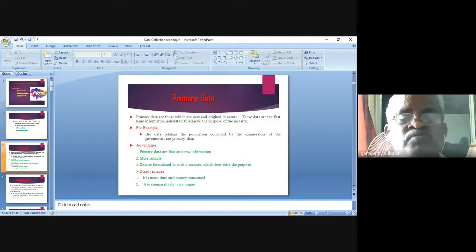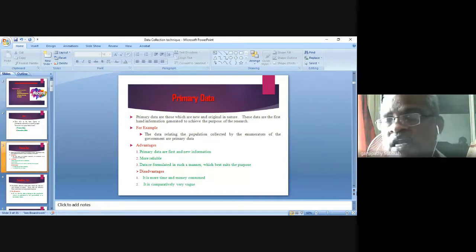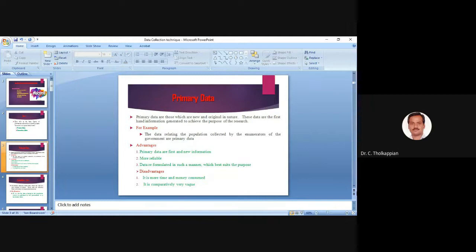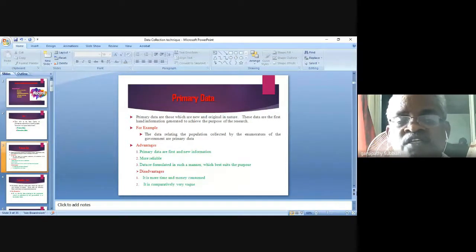The primary data involves some merits and demerits, that is, some advantages and disadvantages. What are the advantages of primary data? The primary data is new information. There is no existing one. That is your first hand information, original in nature. Another advantage is that it is more reliable compared to the secondary data. The data can be reformulated in such a manner that it best suits the purpose. For example, there is coding of primary data, tabulating the primary data and editing the primary data. So these are all the possibilities of reformulating primary data.